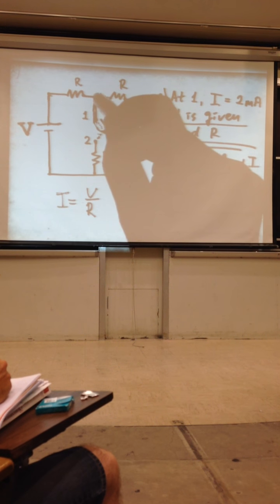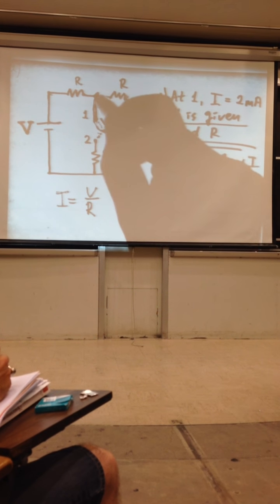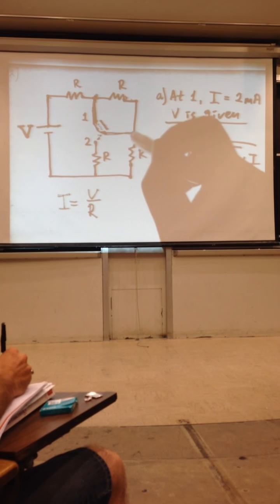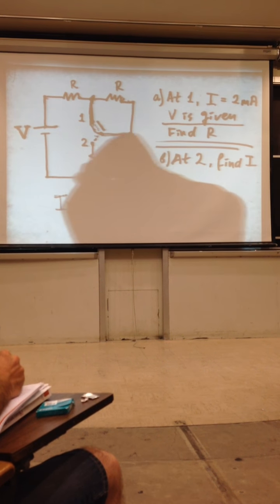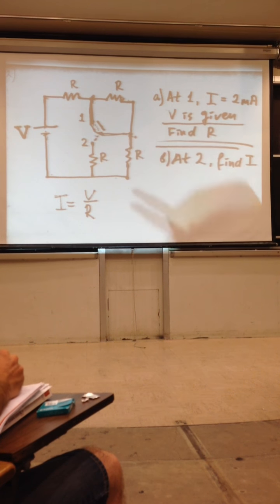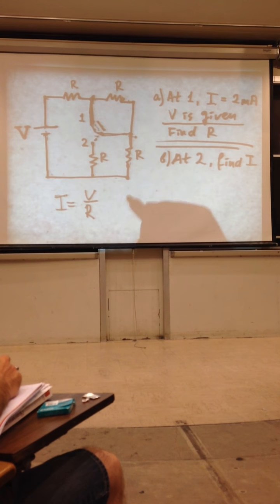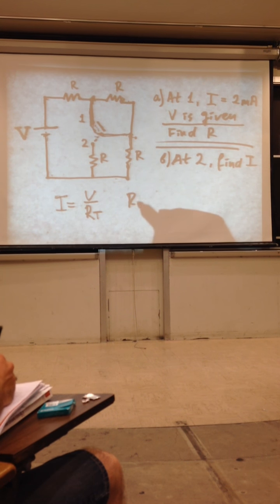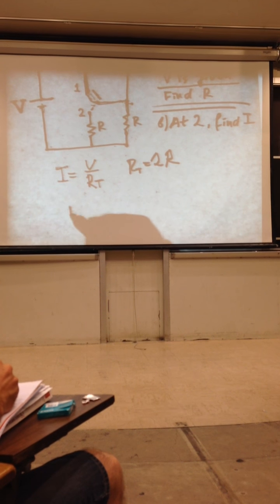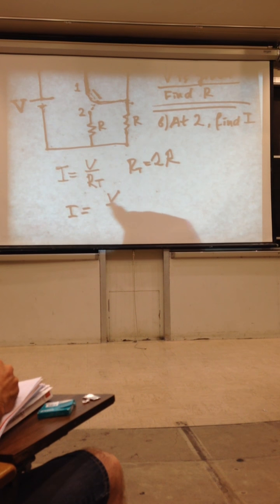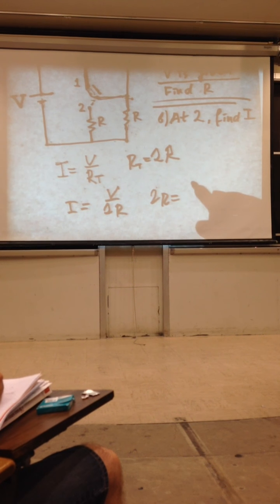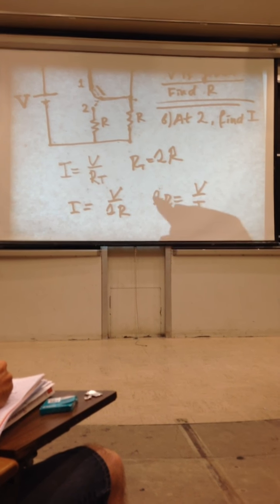There's no reason for current to go through this resistance. It would go straight through the wire, through 1 R here, and then through this R, and then back to the battery. So the total resistance at position 1 is 2R. R total is 2R. So you get the current as V divided by 2R, and the resistance R is V divided by the current.